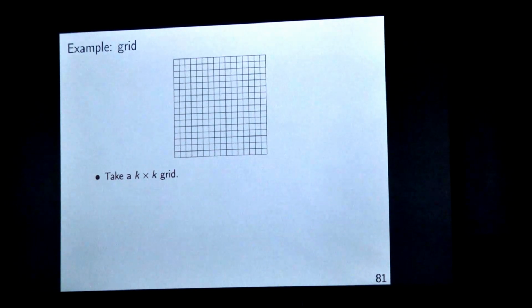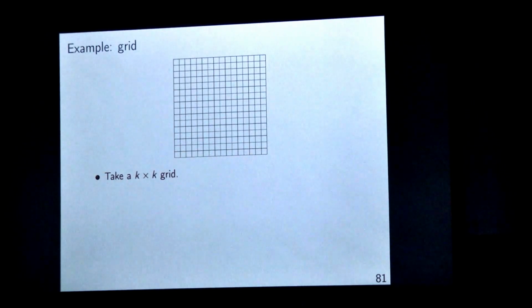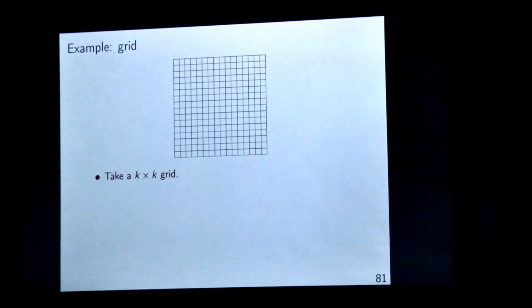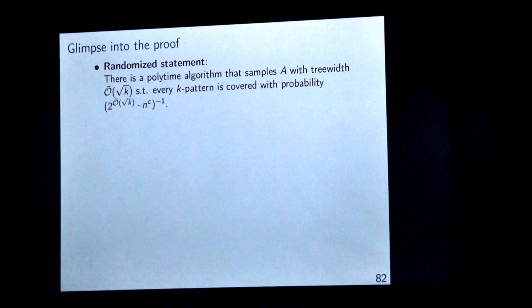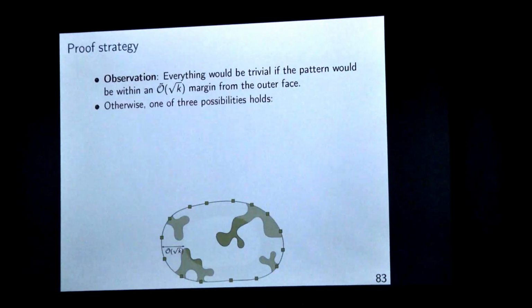I'll not give an example, but how do you do this? If I give you a k-by-k grid, how do you get such a family? That's a good homework exercise. Everybody was talking about Baker, so please do Baker. I gave you a k cross k grid, and I want to find such a family. As a hint, please think of the Baker technique. It will help you. And the statement is randomized, and we do some tricks.